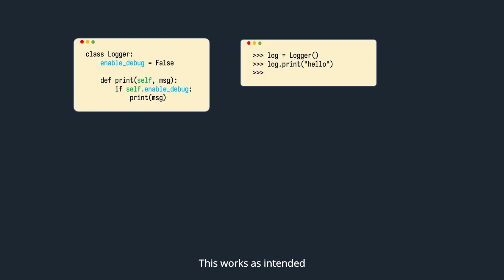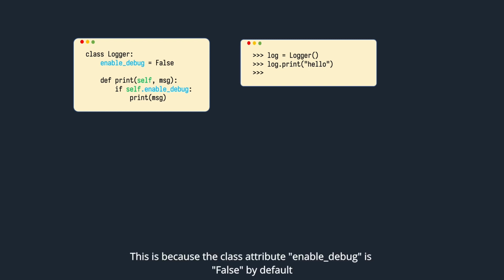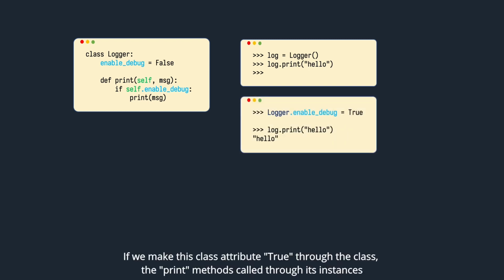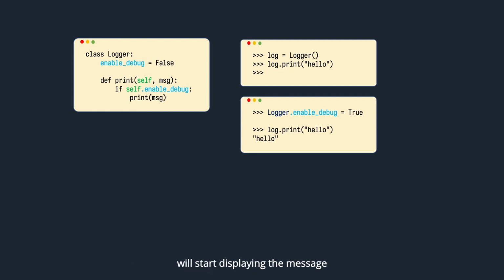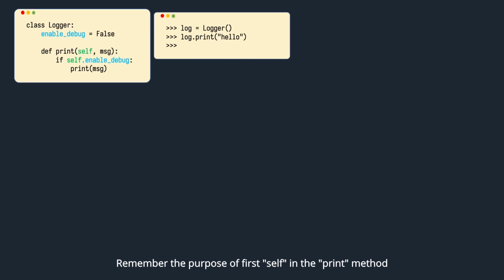This works as intended. If we create an object of the Logger class and try to use the print method, the message won't be displayed. This is because the class attribute enableDebug is False by default. If we make this class attribute True through the class, the print method called through its instances will start displaying the message. Remember the purpose of the first parameter self in the print method.